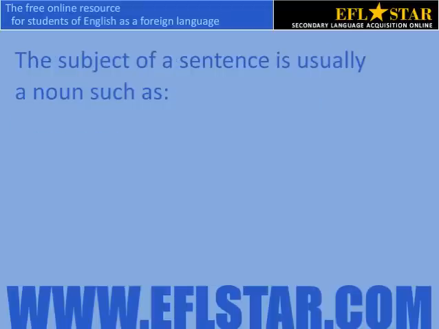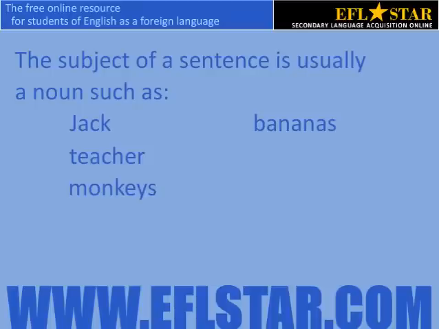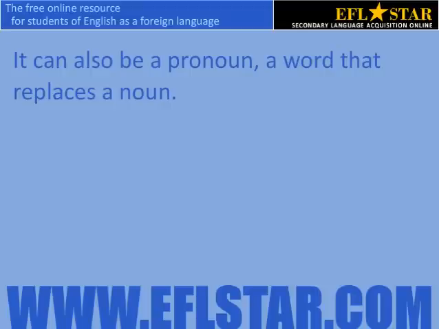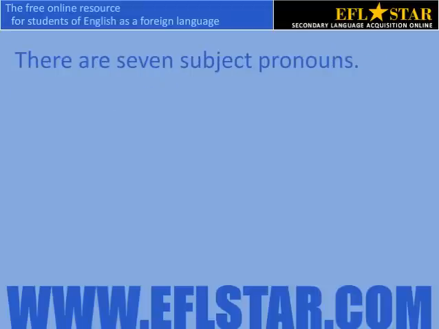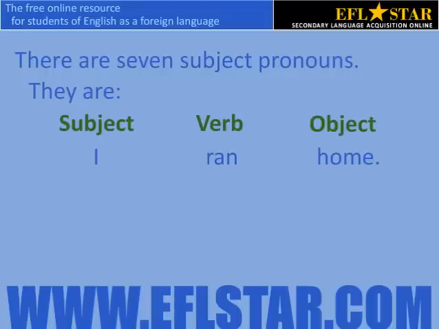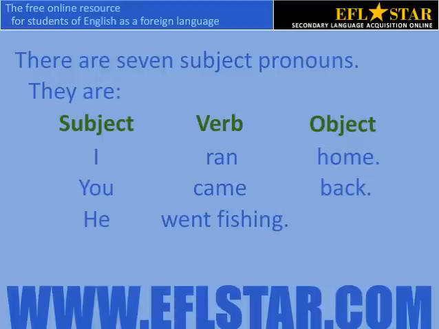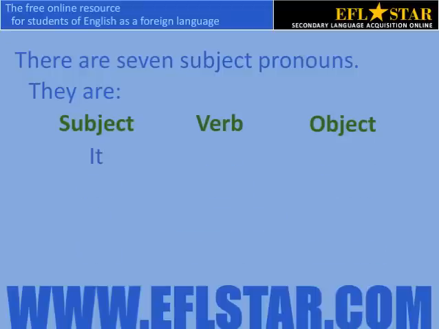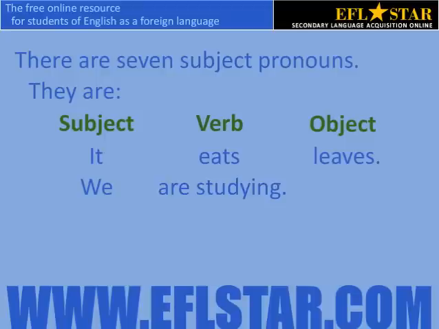The subject of a sentence is usually a noun such as Jack, teacher, monkeys, bananas, game. It can also be a pronoun, a word that replaces a noun. There are 7 subject pronouns. They are: I ran home. You came back. He went fishing. She loves dancing. It eats leaves. We are studying. They were here.